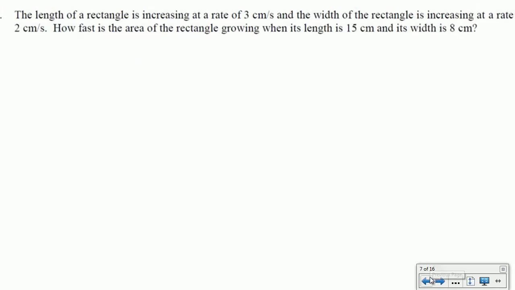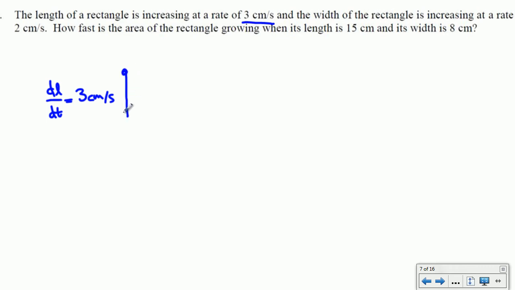All right, number 6. The length of a rectangle is increasing at a rate of 3 centimeters per second. The width is increasing at a rate of 2 centimeters per second. How fast is the area growing when its length is 15 and its width is 8? So the length is increasing 3 centimeters per second. So dl dt is 3 centimeters per second.